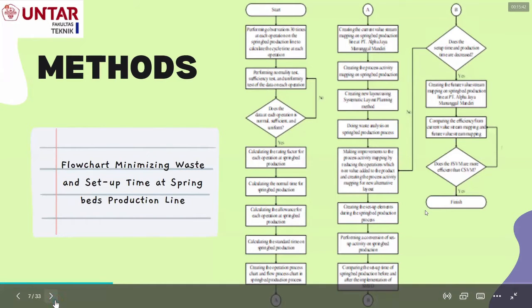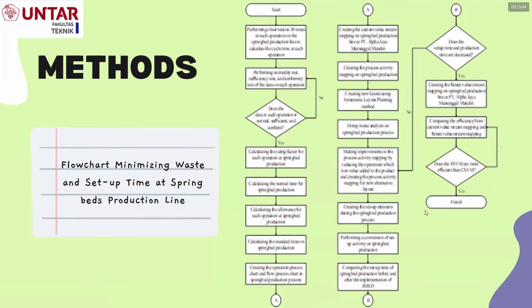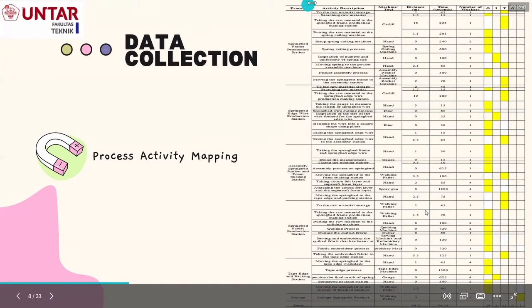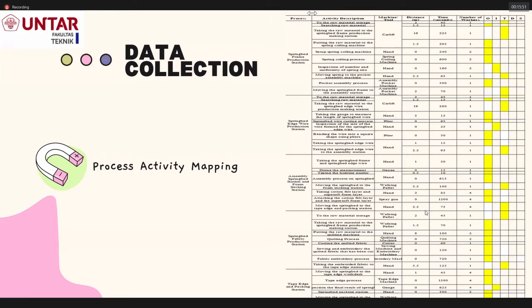is a flowchart regarding the method of minimizing waste and setup time on a spring bed production line. This is the activity mapping before the lean manufacturing approach with waste analysis method is carried out. Every activity in the spring bed production process is described and recorded in this process activity mapping.